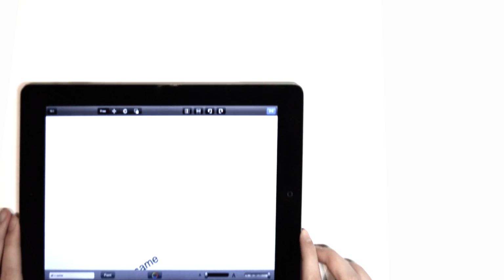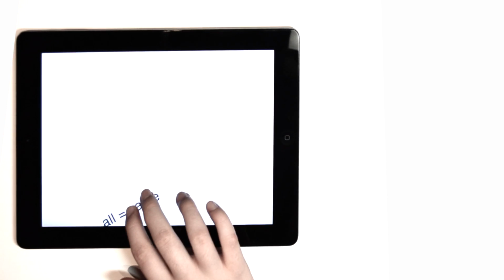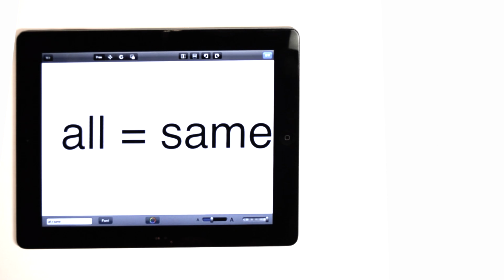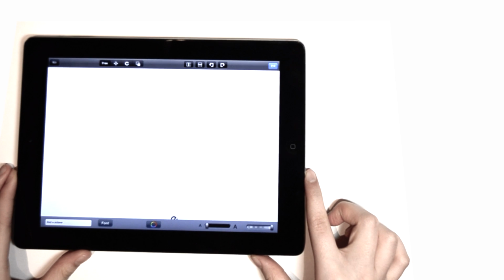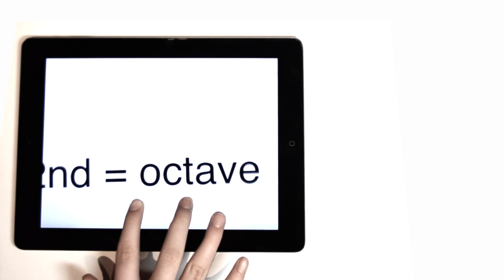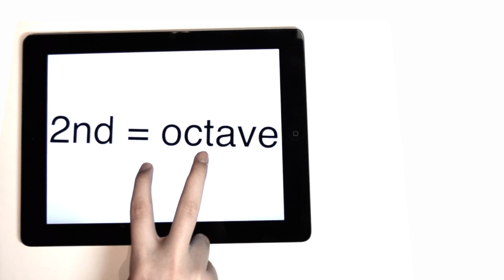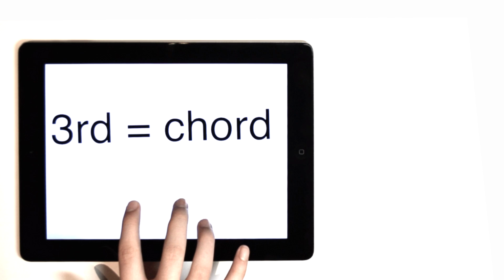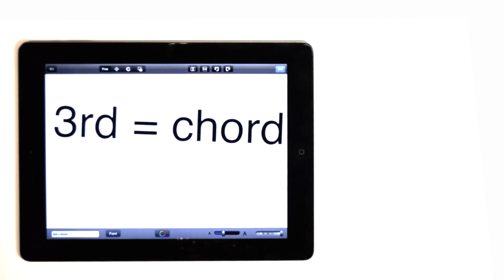The more intersecting zeros that the sine graphs of two notes have, the better they sound together, or in other words, the more consonant they are. For instance, if every zero intersects, the two notes are exactly the same. If every second zero intersects, the two notes are the same but separated by 1 octave. If every third zero intersects, the notes create a chord. Let's see the latter two examples in action.